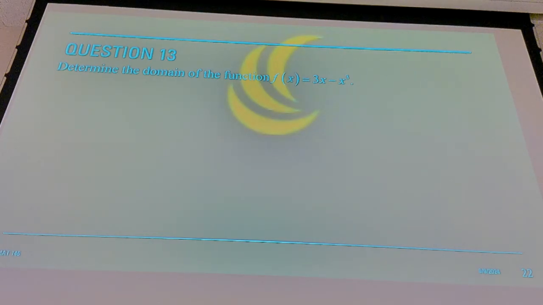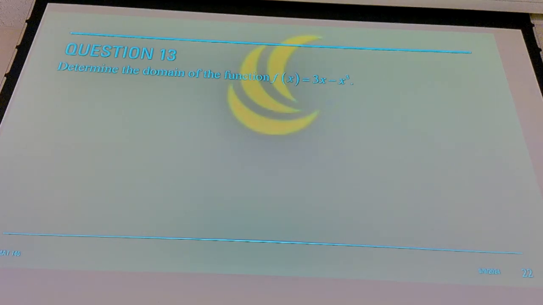So finding domains, this is probably the second most important thing we do today. Because a lot of the time, when you're given a function, the domain is implied. It's not explicitly stated. So you need to be able to determine what the domain is. Remember, when finding domain, you first start with all real numbers. Then you remove any restrictions.